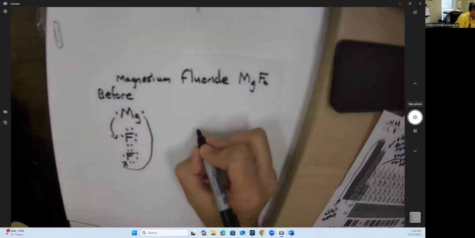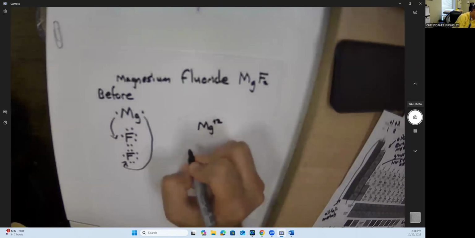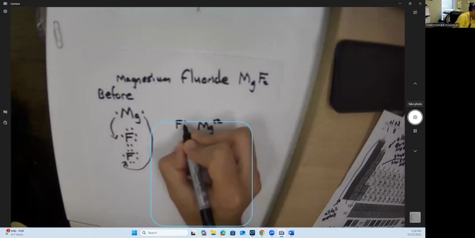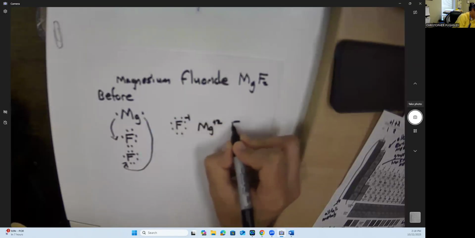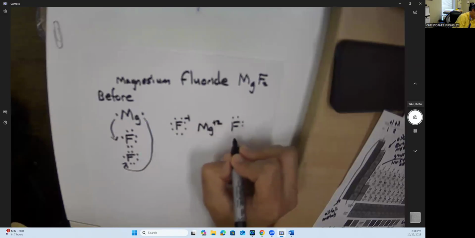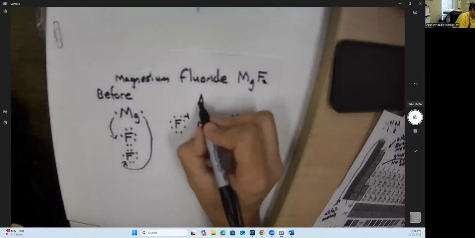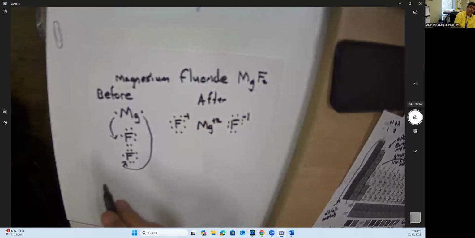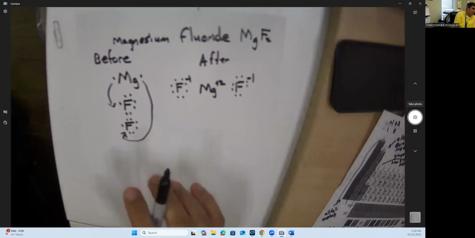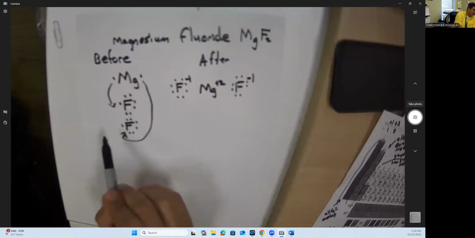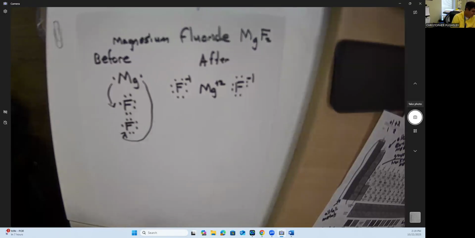And magnesium now has a +2 charge. And each of the fluorines will have a -1 charge. They're going to be on opposite sides of each other. And this is the after. So this is before, and this is the after. And this is an ionic compound. The way this happens is that magnesium gives an electron to both fluorine atoms, making them have a -1 charge, and magnesium's got a +2 charge.